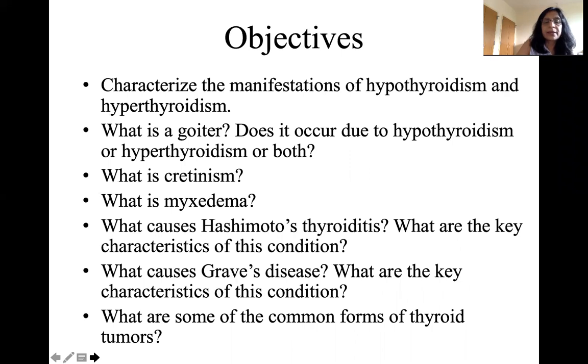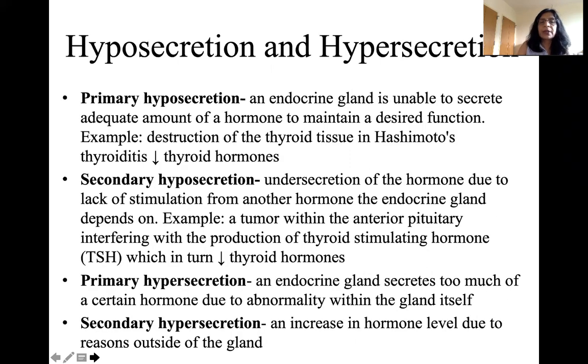We would focus on the definition of primary hyposecretion. Hypo means under secretion, okay? Less than normal amount of a hormone released. Primary tells you that the gland that's responsible for the secretion of a hormone is not functioning, and therefore there is less than normal amount of hormone released.